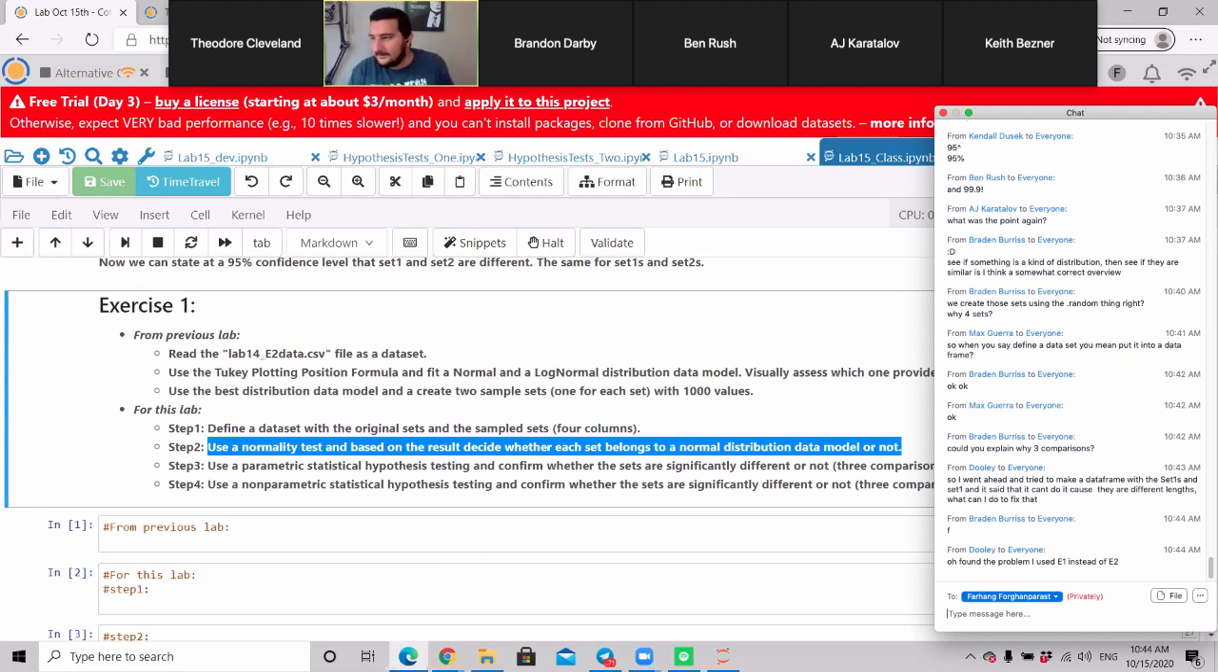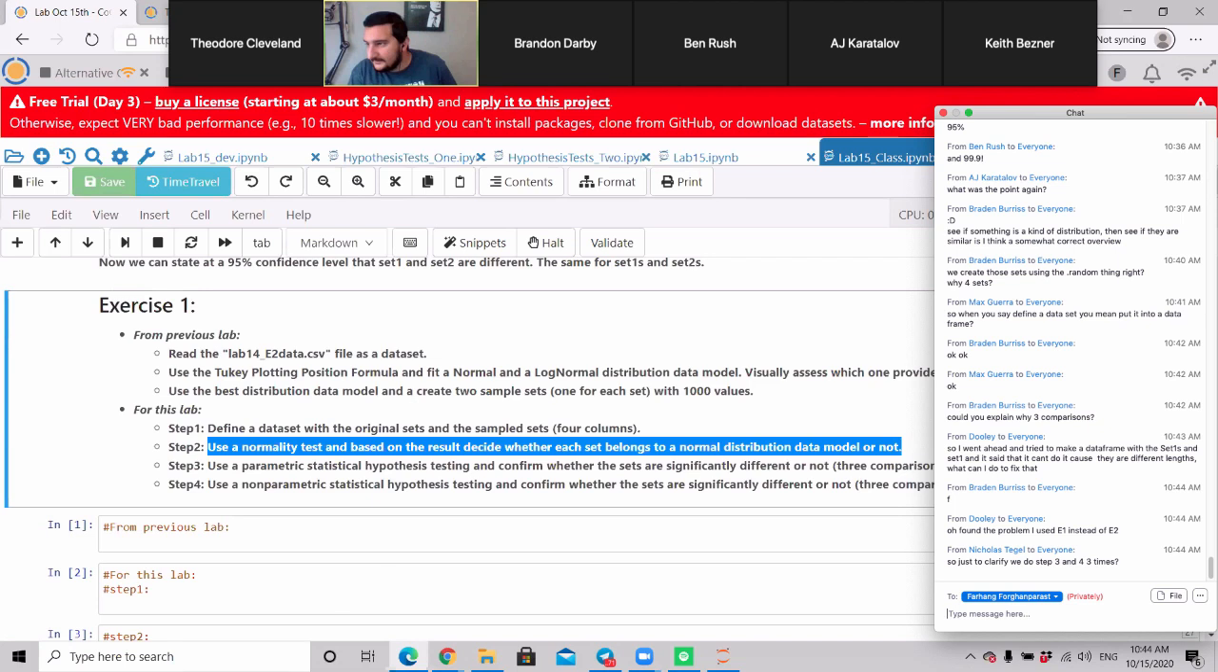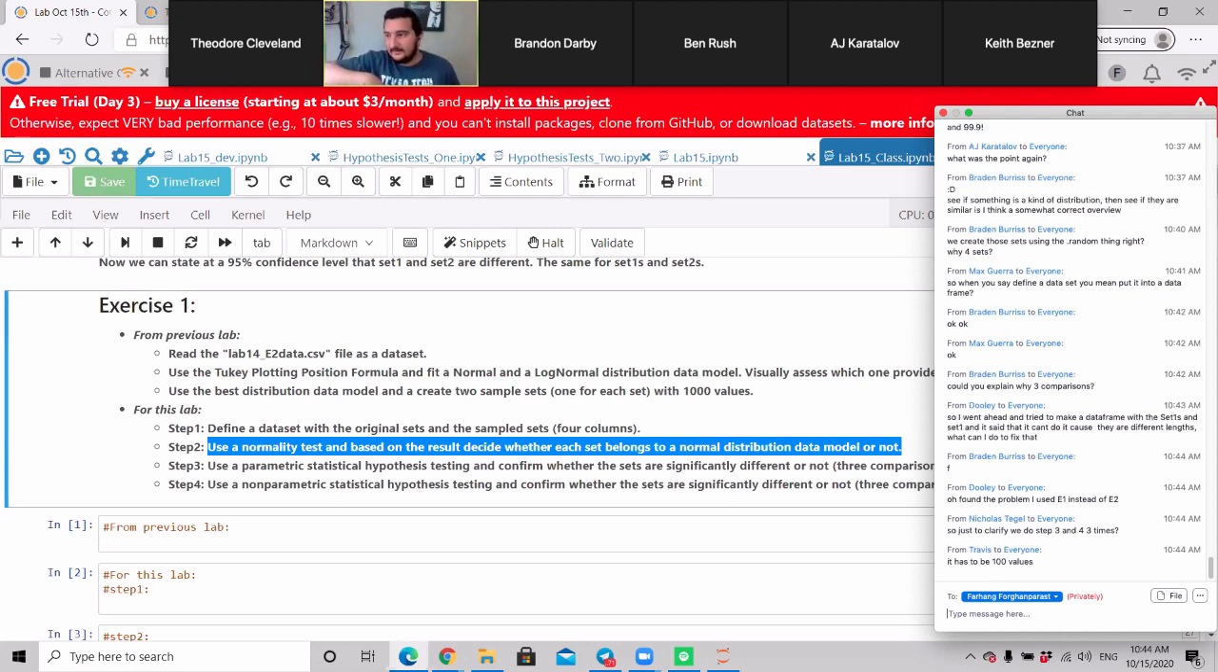So looking at the chat box, I went ahead and tried to make a data frame with set 1s and set 1, and it said that it can't do it because they're different. Of course. That's why I told you that you need to make 1,000 samples. Make sure that your number of samples is equal to the number of original sets.